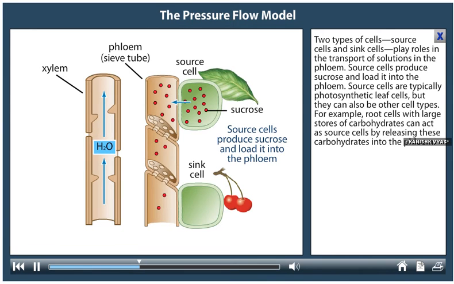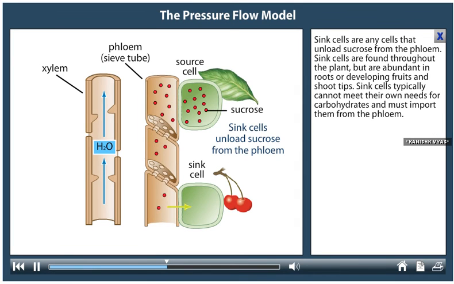Source cells produce sucrose and load it into the phloem. Source cells are typically photosynthetic leaf cells, but they can also be other cell types. For example, root cells with large stores of carbohydrates can act as source cells by releasing these carbohydrates into the phloem. Sink cells are any cells that unload sucrose from the phloem.